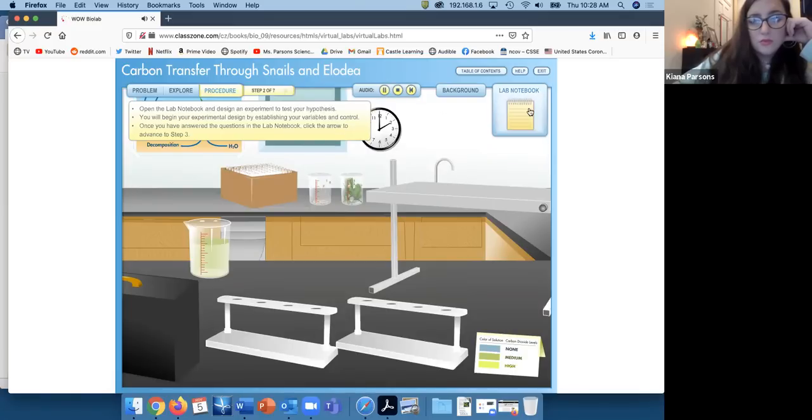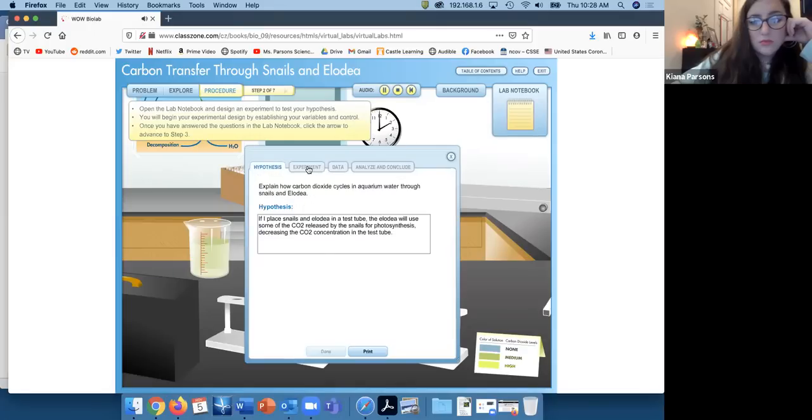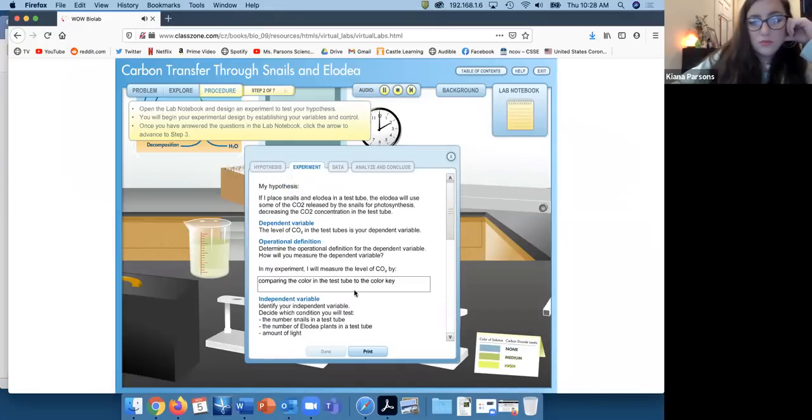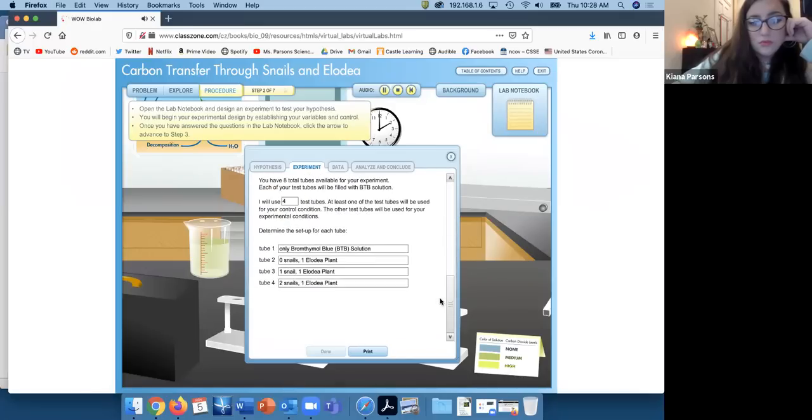Open the lab notebook and design an experiment to test your hypothesis. You will begin your experimental design by establishing your variables and control. Once you have answered the questions in the lab notebook, click the arrow to advance to step 3.